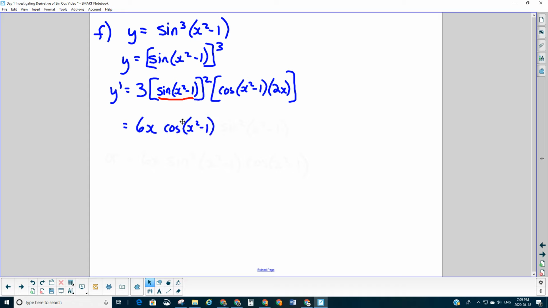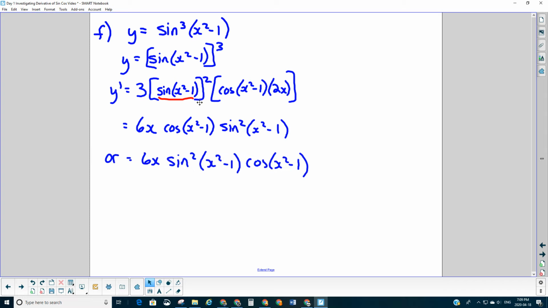This you can bring out front here as well. And then this you can rewrite as a squared. So that squared can go back here. Just like we took the 3 out, we can put the 3 back in, or the 2 back in. Or of course, you might be happier if the sine x was here. Again, there's no particular pattern as to which way you write it.